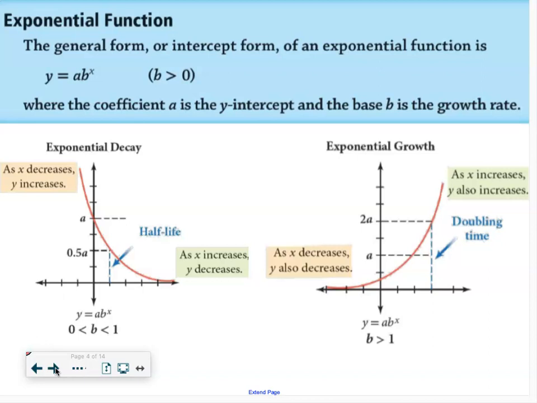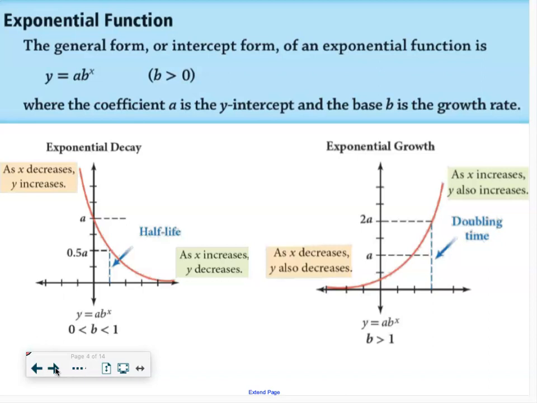So decay, as x decreases, it says your y... it's weird to say as x decreases. Let's just talk as x increases, because we always go from left to right on graphs. So as x increases, y decreases. And here, as x increases, y increases.